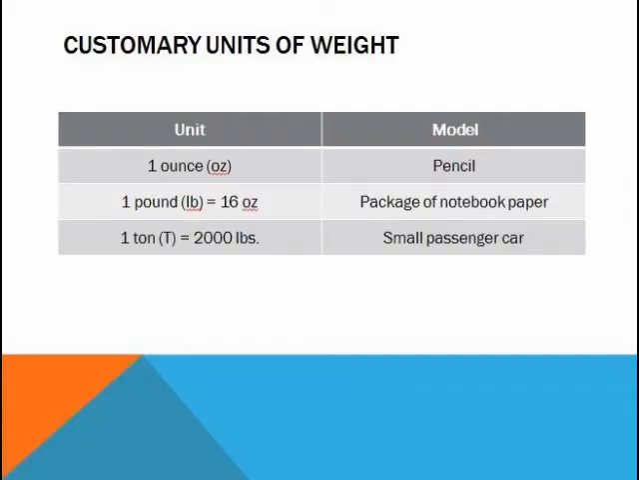Then we have the ones in weight. There are not as many of these, so there are some things here looking at the models and the examples here. So we have 1 ounce, and this is not a fluid ounce, it's just an ounce. Would be about a pencil, it's about an ounce. A pound would be 16 of those, or a package of notebook paper. And then 1 ton is 2,000 pounds, which is approximately a small passenger car. And again, it would depend on the car and the engine and all that kind of stuff, but any kind of smaller passenger car is going to be about a ton.